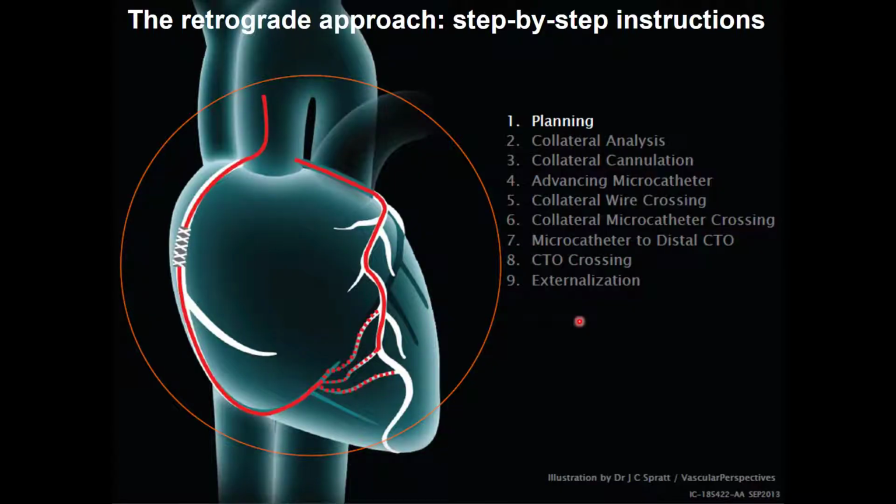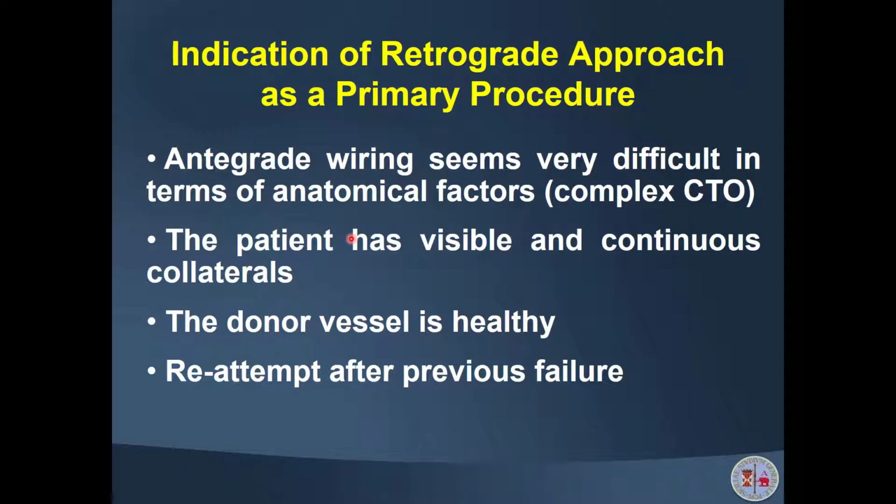So, as we discussed before, Dr. Mansour was saying we have to plan the retrograde approach properly, because we need to understand whether this retrograde may help you to have more success than the antegrade approach. And I would say that the most important indication for the retrograde approach as a primary procedure is, of course, when you can see that antegrade wiring seems very difficult in terms of anatomical factors. In this regard, complex CTOs are those with lesions longer than 20 millimeters, calcified lesions, and of course tortuosity. These are the most relevant issues when we are talking about complex CTO.